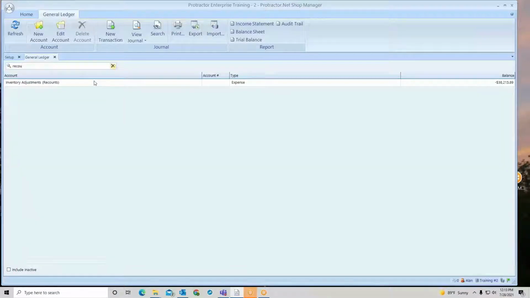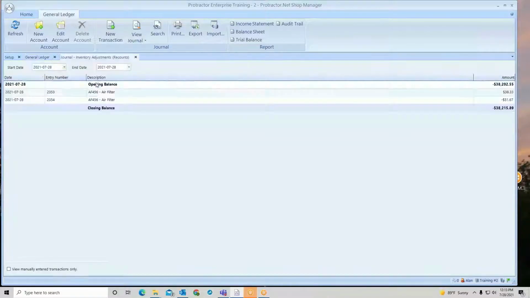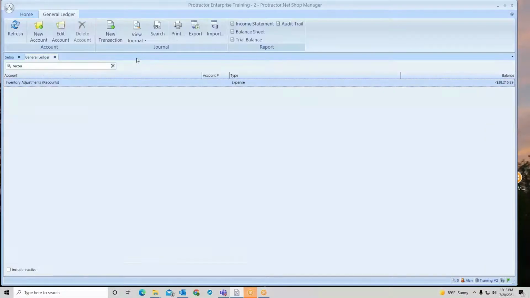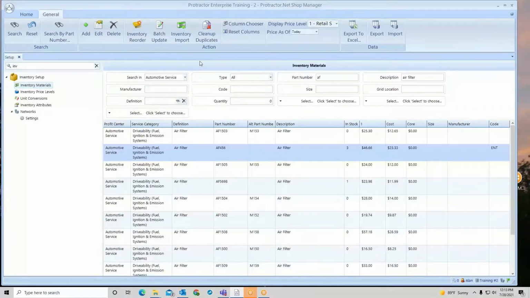Now, if you're not tracking this stuff in the Protractor system, you're tracking it outside of it, it's not that big an issue. But if you are trying to track your inventory values and recounting and make sure you're keeping everything straight, then this is where you're going to go to see what's going on. And that is how to do a manual recount in your inventory and how it affects the general ledger.